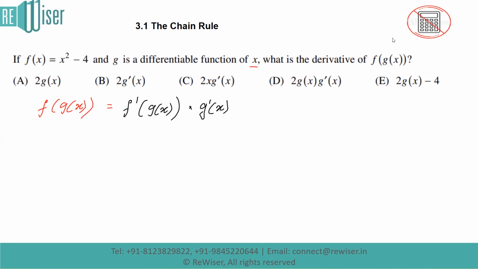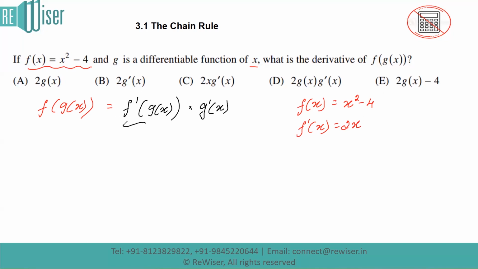In order to match with the options, the first thing we should do is find out what f dash of x is. f of x is given as x squared minus 4. So f dash of x, the derivative of this function, would be: the derivative of x squared is 2 times x, and the derivative of a constant is 0. So now we know f dash of x is 2x.